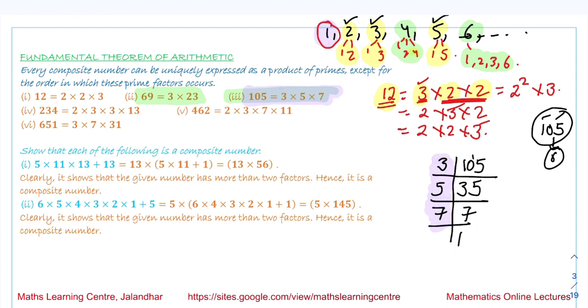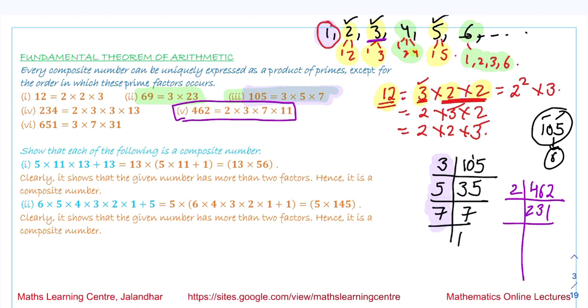Similarly, suppose I am talking about 462. This is an even number, so it is divisible by 2, and we get 231. Now this number is not divisible by 2, so the next prime we take is 3. If we look at divisibility by 3, the sum of the digits is 6, so it is divisible by 3. And the answer we are left with is 77, since 3 sevens are 21.